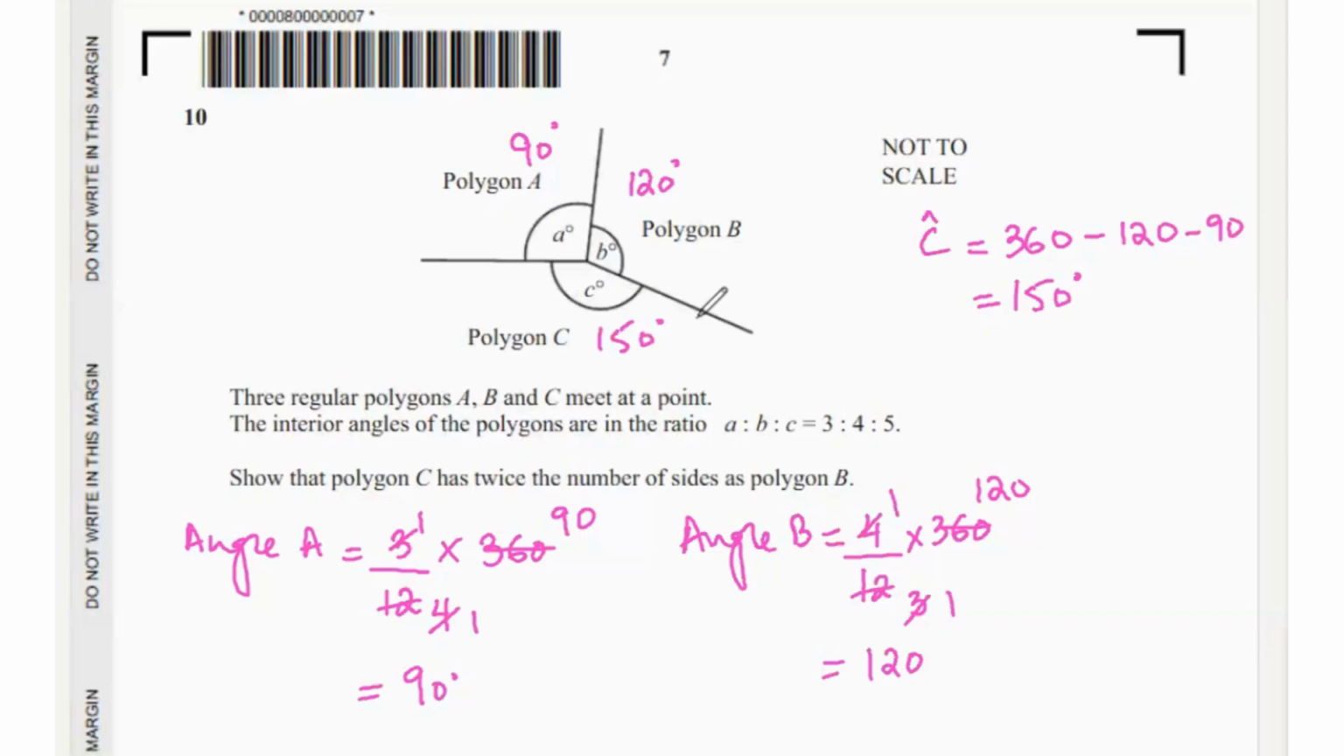These are angle values. Now it says show that polygon C has twice the number of sides as polygon B. This is a regular polygon. In a regular polygon, your polygon has the same lengths for the sides, and the interior angles are also the same. So if this has an interior angle of 150, we can use the interior angle formula to find the number of sides for polygon C and for polygon B.